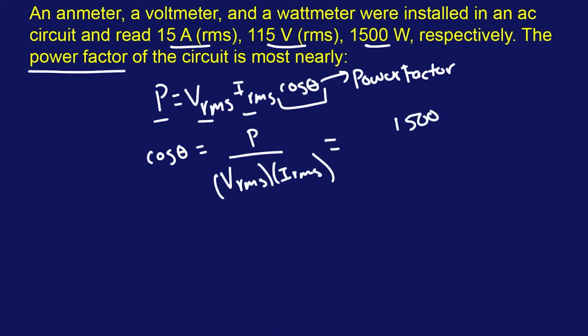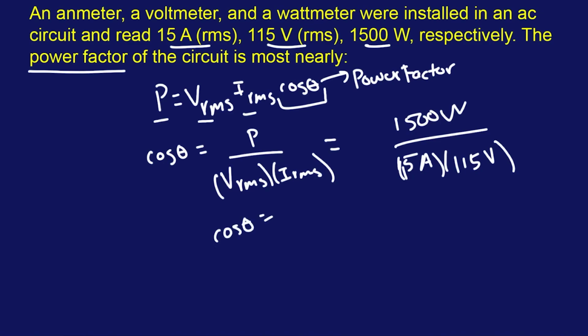So 1500 watts. Make sure you're on SI units, which we are, thank God. Amps, and then voltage. So you do this calculation right here. You get the cosine of theta, which is our power factor, of 0.87. Easy clap, easy money. Let's get that FE exam certificate so we can join the workforce and hopefully not mess up.